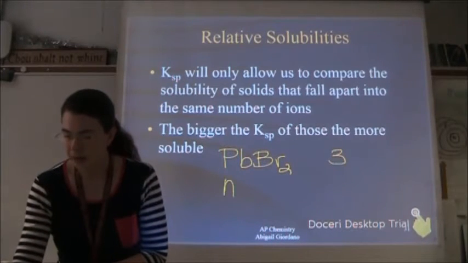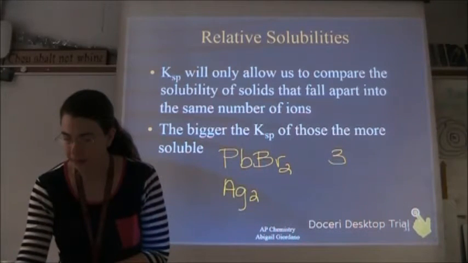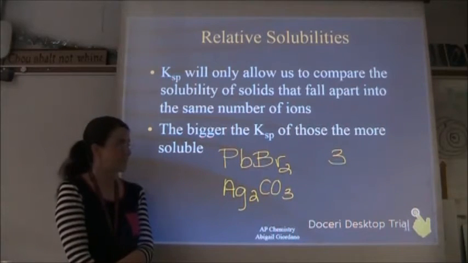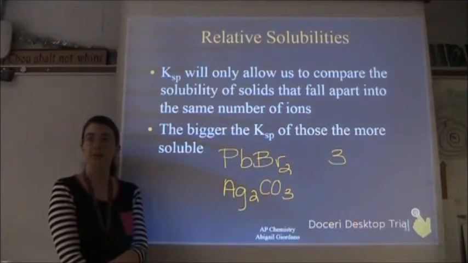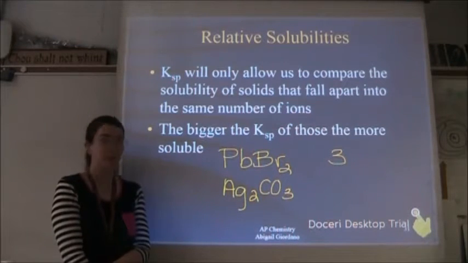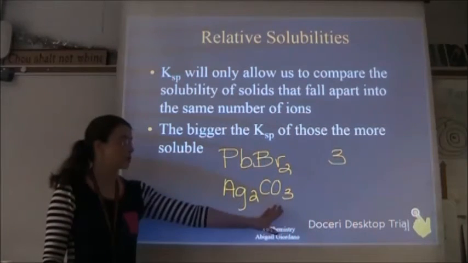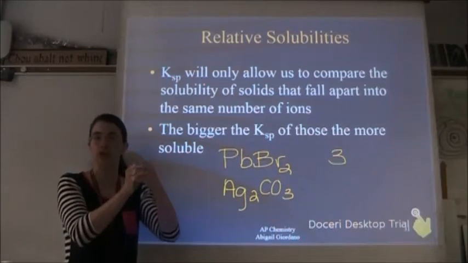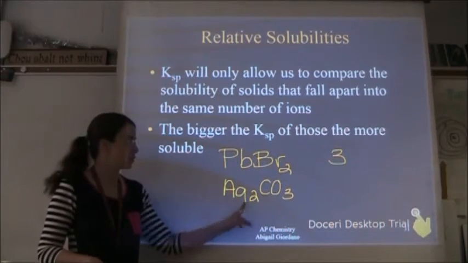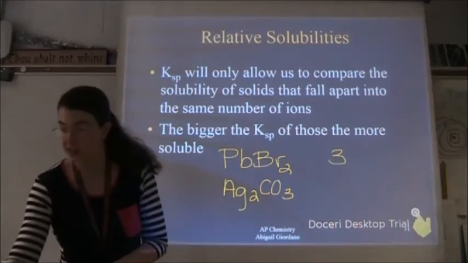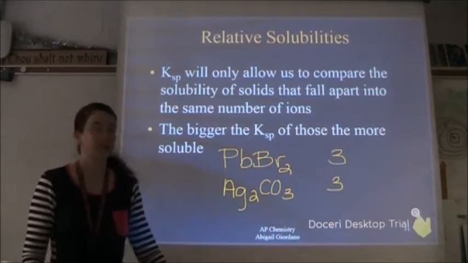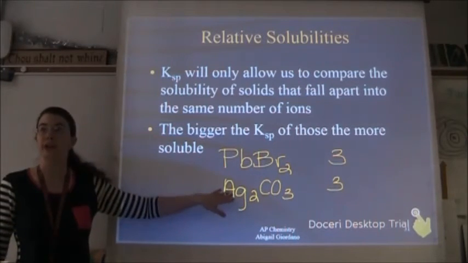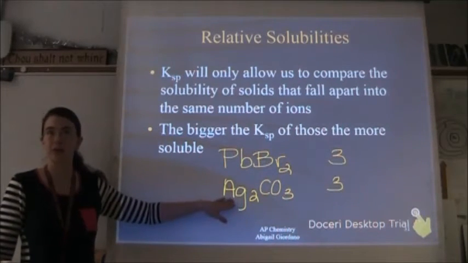How about this compound? Silver carbonate. How many ions? 3. Remember, 2 silvers and what? Remember that polyatomics stay together as one chunk. So 2 silvers, 1 carbonate, that's 3 ions. These 2 compounds, ladies and gentlemen, I could compare their KSP values.